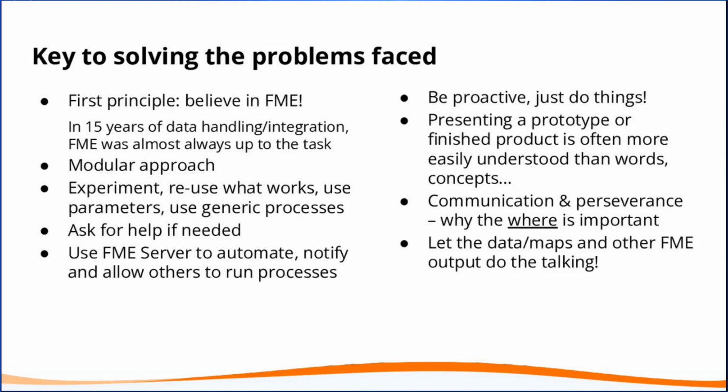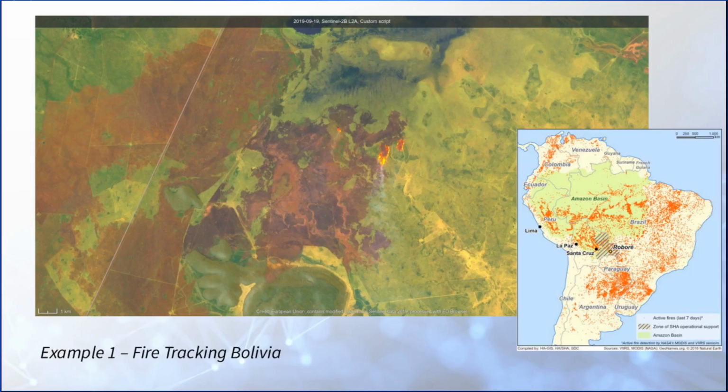that. Because with a map or an app or a prototype, it's always easier to convince colleagues. Prose is not so easy to take in, I don't think, in this sense. And obviously the constant messaging within the organization as to why the where is important. Lots and lots of perseverance. And yeah, let the results, the data, the maps, and other FME output do the talking.